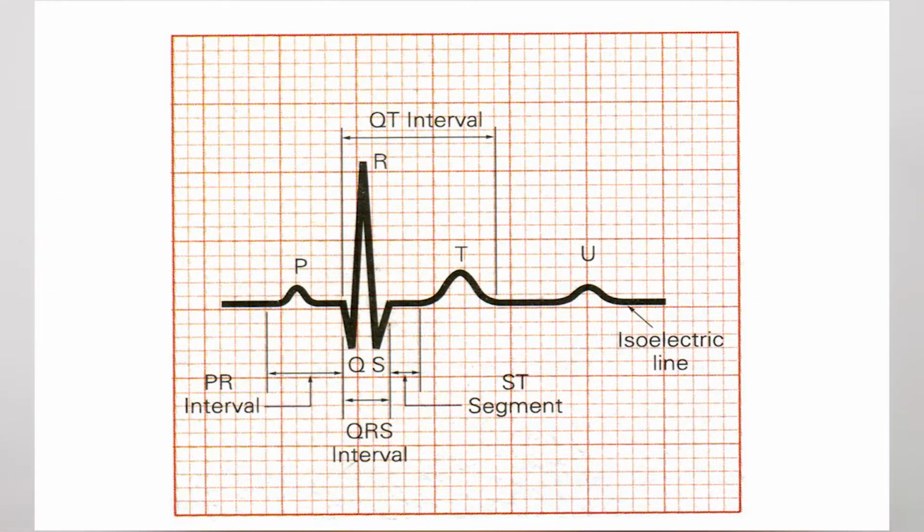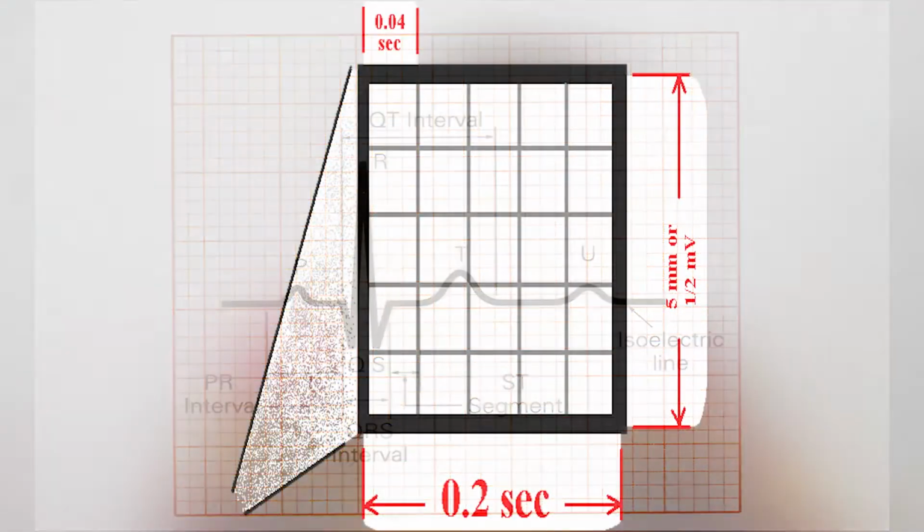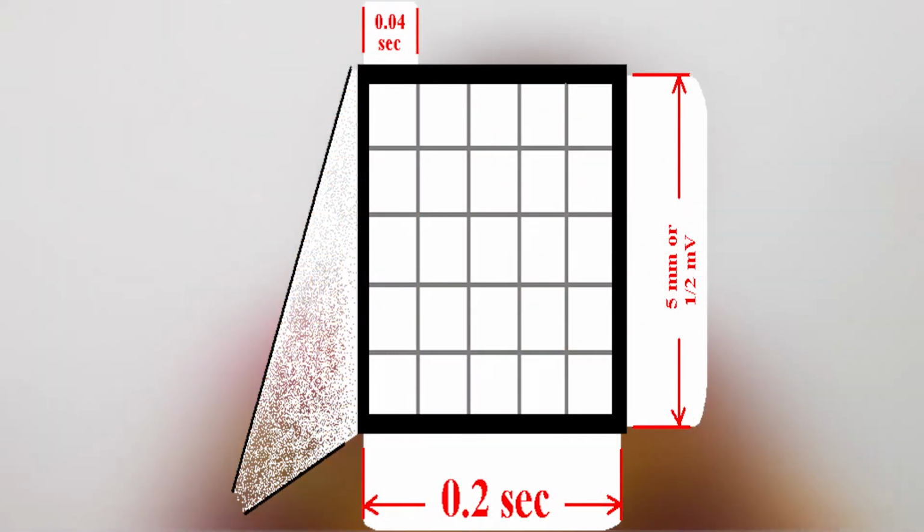First we can see the ECG paper. Horizontally, one small box is 0.04 second and one large box indicates 0.20 second. Vertically, one small box is 0.1 mV and one large box is 0.5 mV. This is about the ECG paper.